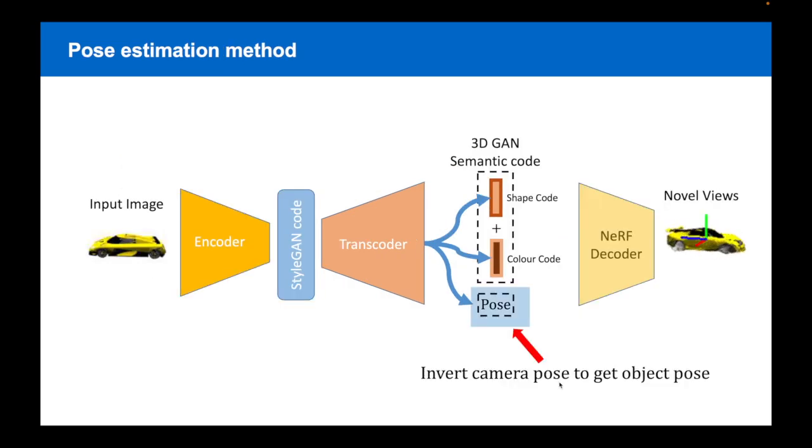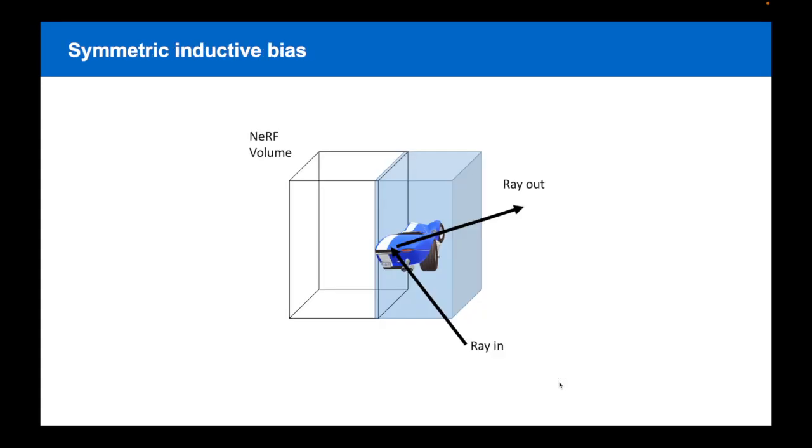The transcoder predicts camera pose, and we propose inverting the camera pose to produce object pose. However, this causes an issue in that all objects generated inside the NeRF volume need to be canonicalized and point in the same direction. We enforce this by introducing a symmetric inductive bias, which assumes the object has a single plane of symmetry, which many man-made objects do.